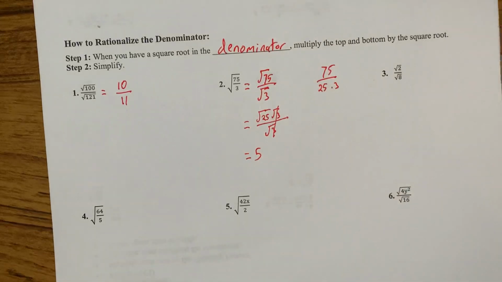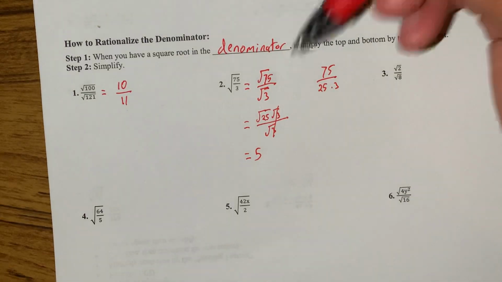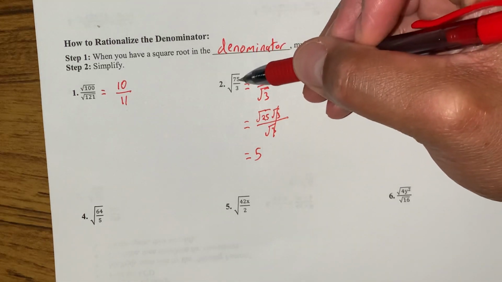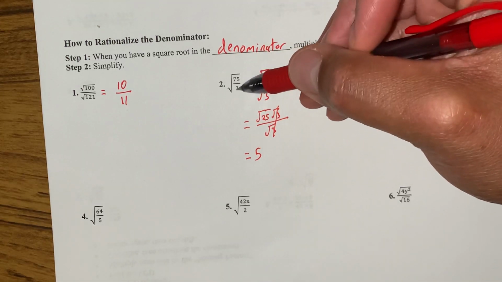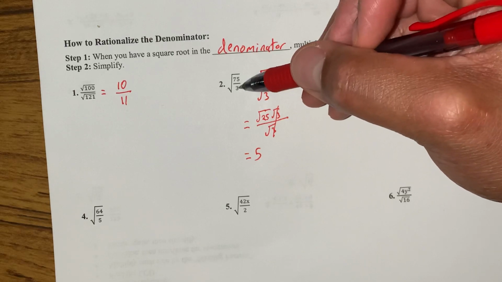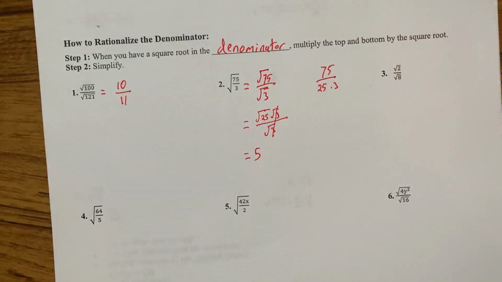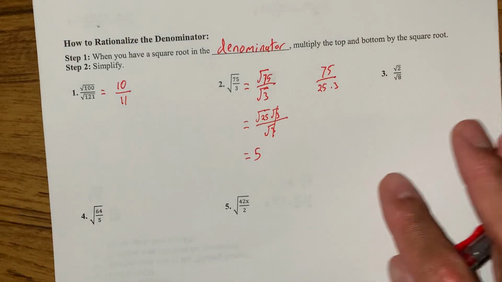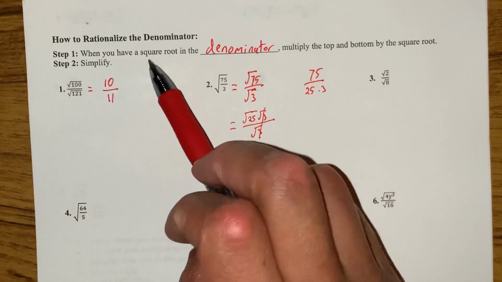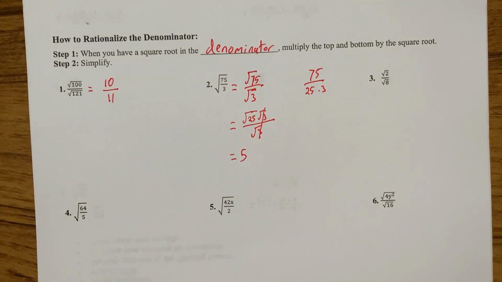And what's nice about these problems is there's multiple ways to go about them sometimes. For example, some of you might have been really sharp and said, hey, 75 divided by 3 is 25. Oh, square root of 25 is 5. You don't even have to do as much as we did. So while, yes, we say step one, when you have a square root, multiply top and bottom by the denominator, a lot of times you can get around it.